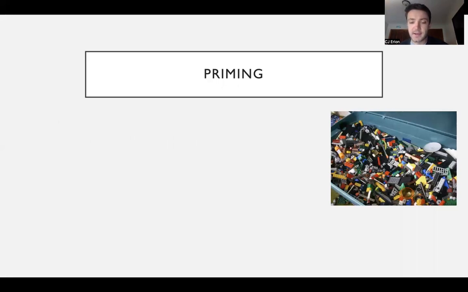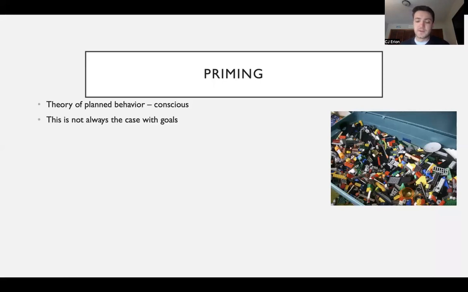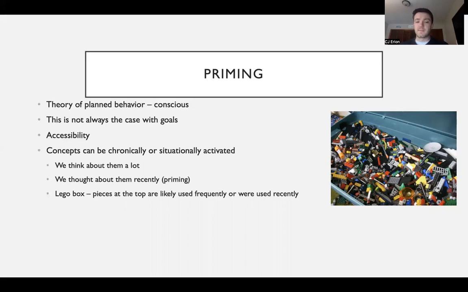Now let's get into that accessibility component. A large part of research on this stems from priming. But anyways, the theory of planned behavior is a conscious way of thinking about goals. If we're looking at goals in this way, we cognitively have them in our mind, are able to think about them, and are aware that we have this goal. That's not always the case with goals. We can certainly have goals that are unconscious, and for unconscious goals, there are various levels in accessibility. In other words, concepts can be chronically or situationally activated. If something is chronically activated, that's something that we think about a lot, versus if something is situationally activated, that's something that we have thought about recently. And so this is the priming aspect.